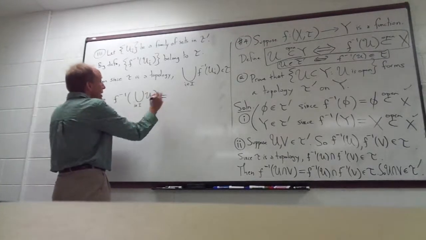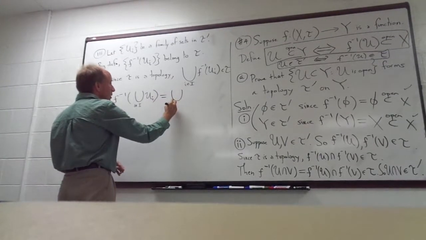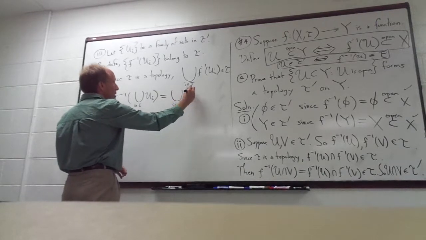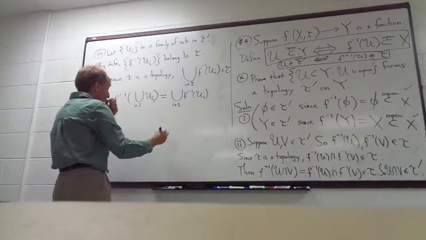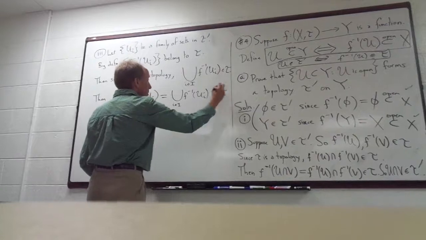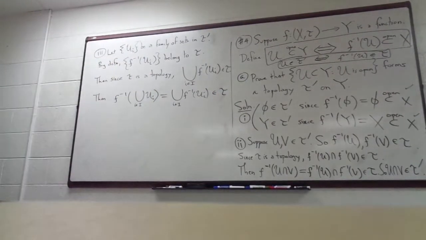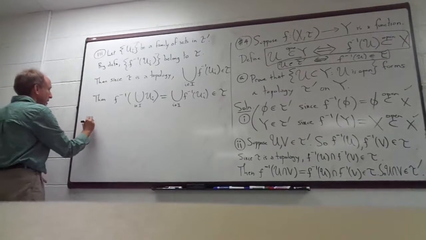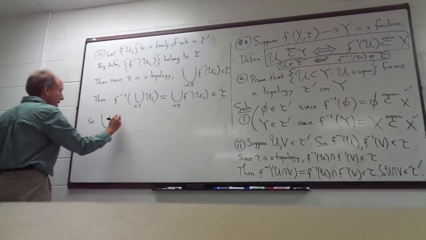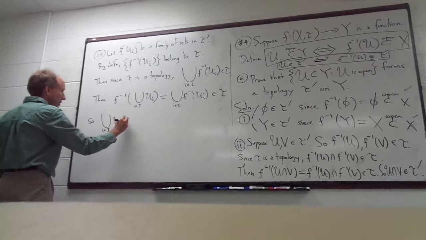So this is the same thing as the union of the pre-images of U sub i, and therefore it is in tau. That means that the union of the U sub i's is in tau prime.